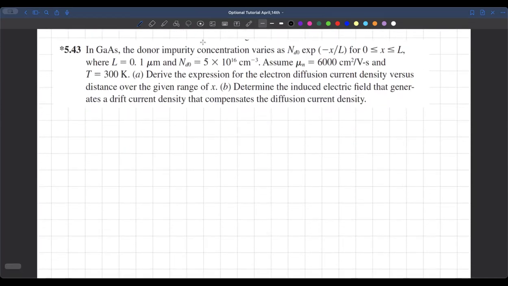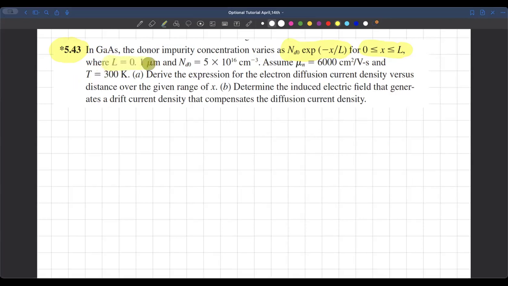Again, another difficult question, as they say, it's difficult. In gallium arsenide, the donor impurity concentration varies with this. The concentration changes, it is not constant, and it depends on the X value. X starts from 0 to L, where the maximum X value is L. So you have X here over that term, and when it's 0, it's just 0. So that's the maximum. That means the concentration is going to decrease, right? We will see if it's decreasing or not. Apparently, it seems like it's going to be a decreasing trend.